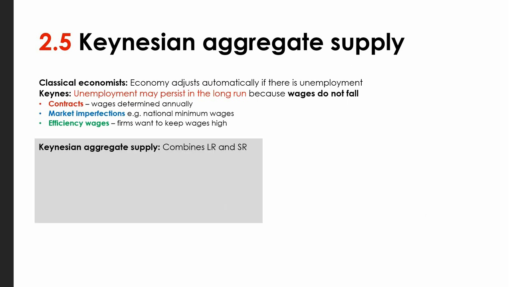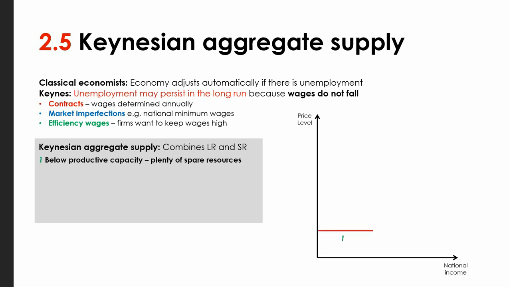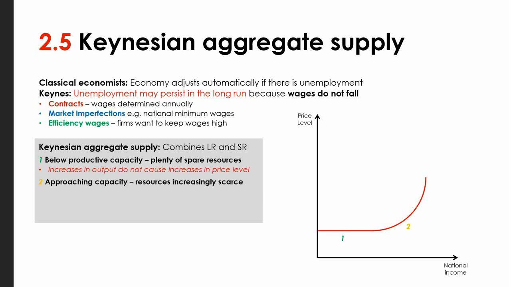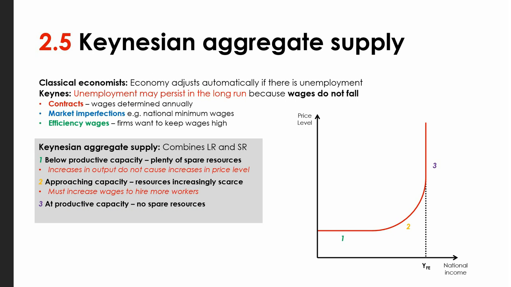The Keynesian aggregate supply curve therefore combines the long run and the short run, because we can be at any point on it at any length of time. The first stage is very elastic because we're below productive capacity. There's lots of spare resources, so we can increase our output without increasing our price level. Secondly, though, as we approach our productive capacity, resources are increasingly scarce. If I want to hire more workers, I've got to attract them by raising the wage. And eventually we hit our productive capacity. All our resources are used, and therefore any increase in aggregate demand will be inflationary.